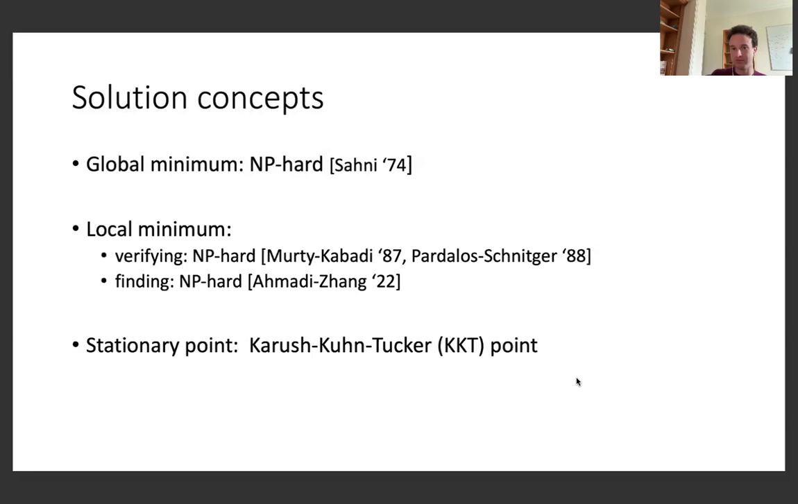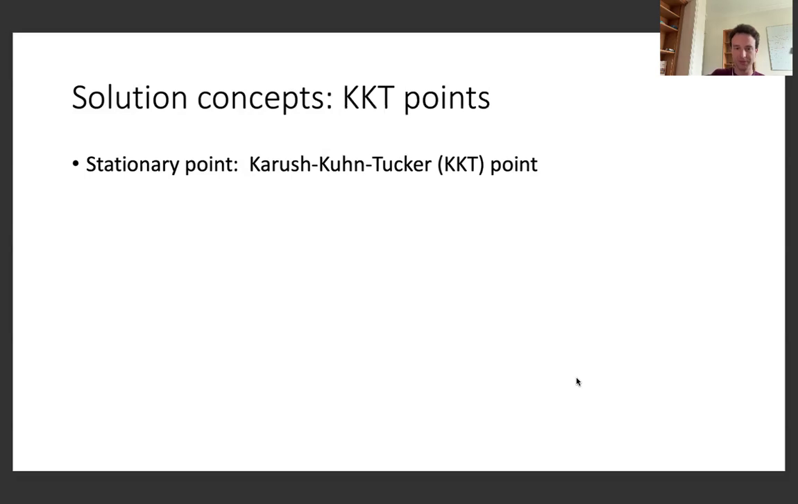Another relaxation that we can look at, which is a further relaxation of a local minimum, is a so-called stationary point. And this is what we're going to focus on in this talk. More formally, we're going to consider what are called Karush-Kuhn-Tucker, KKT points. These are points where, based on the first-order information, so the gradient of the function, the point is a local minimum.